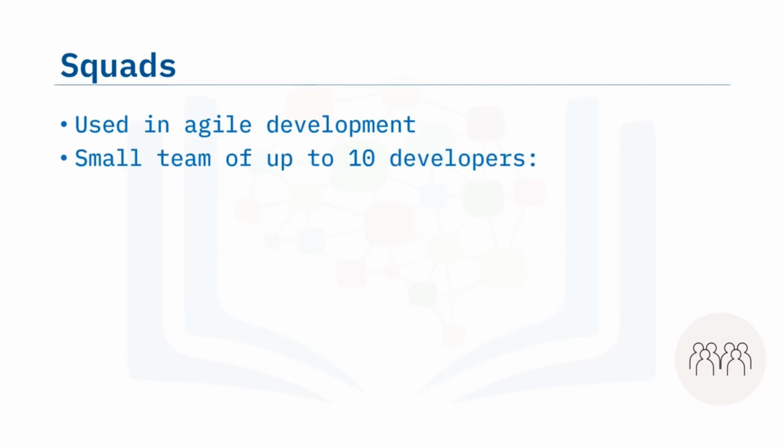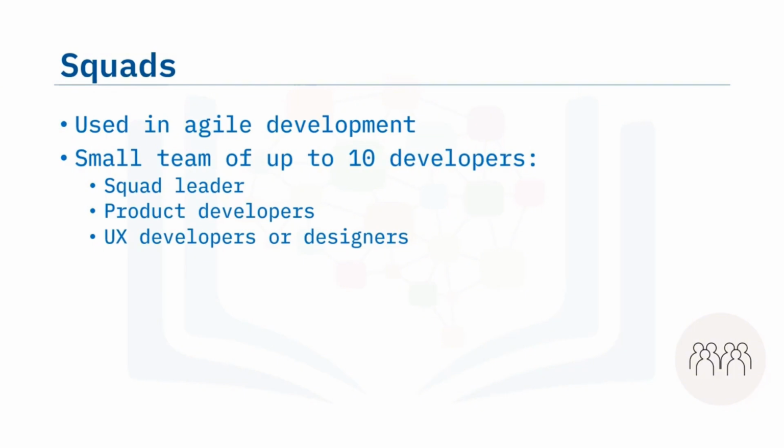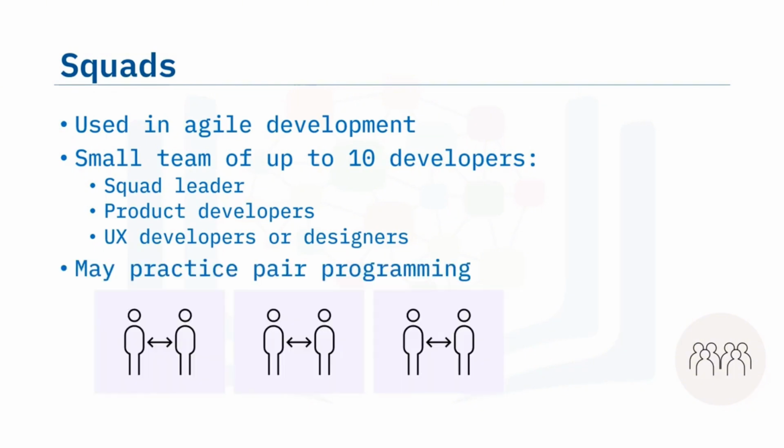Typically, a squad is a small team of up to 10 developers. It is likely to consist of a squad leader, who acts as the anchor developer and coach for the squad, and a few software engineers who develop and implement the product features and test cases. It may also include 1 or 2 user experience developers or designers. In some squads, the developers may work together in pairs to practice pair programming. You'll learn more about pair programming in another video.